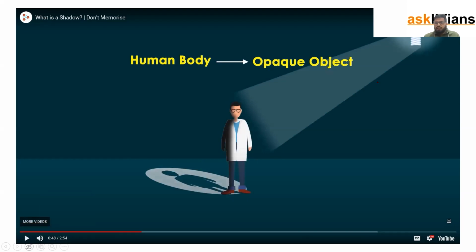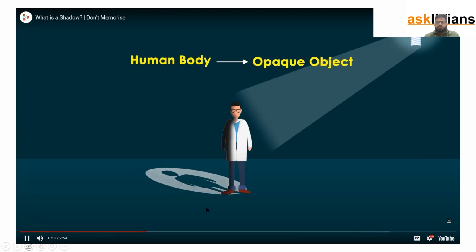Now what you can see, there is a source of light on the top right corner, and light is coming from that source of light and it is getting incident on an opaque object, which is in this case a human body. So the portion which is obstructing the light, just behind that portion on the ground, you can see a dark area like this, which is similar to the human body. So that dark area is known as the shadow. Whatever dark area you are observing is known as shadow.